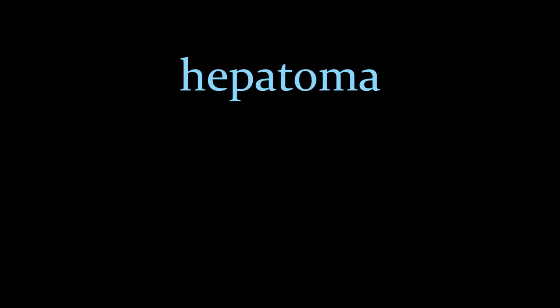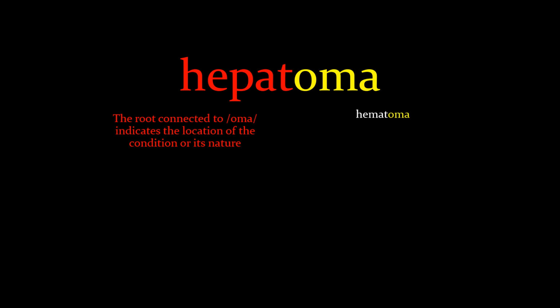Our next word is hepatoma. Hepat, you may recall, is the combining form of liver. And oma, of course, is abnormal, diseased condition. And we get hepatoma. Okay, hepatoma is just a cancer of the liver. Now, what's interesting about these omas is that the root that's connected to the oma indicates the location of the condition or its nature. So hematoma tells us that its origin or its nature is connected to the blood.